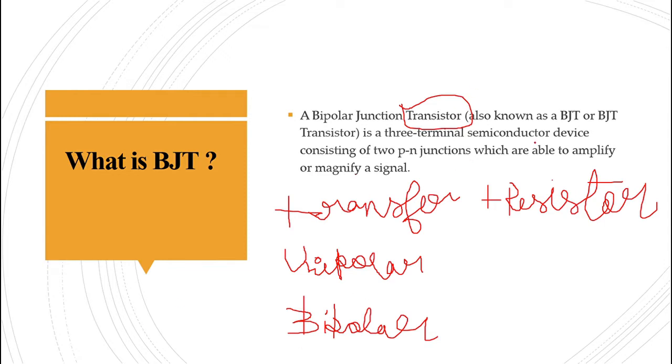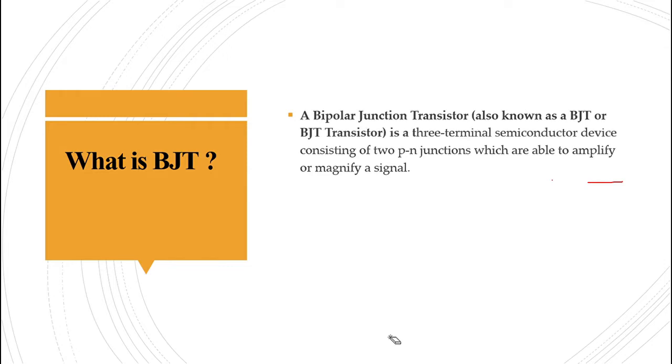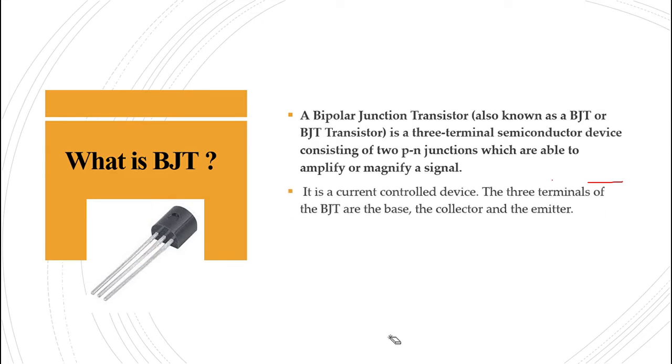So now we come to our main topic, that is bipolar junction transistor. A bipolar junction transistor, also known as BJT, is a three-terminal semiconductor device consisting of two PN junctions which are able to amplify or magnify a signal. This is the image of BJT. It is a current control device. The three terminals of the BJT are the base, collector and emitter. A BJT is a type of transistor that uses both electrons and holes as charge carriers. As we already discussed, in BJT the current flows because of majority and minority charge carriers.